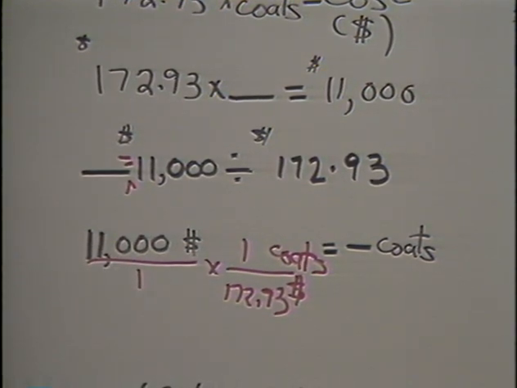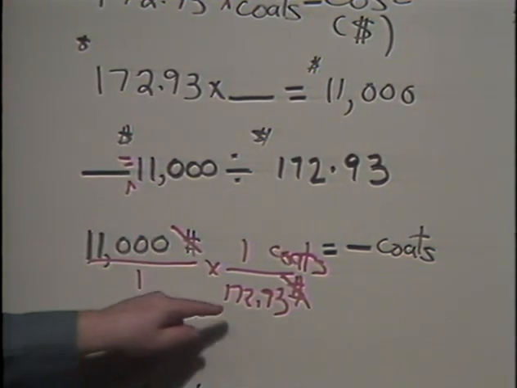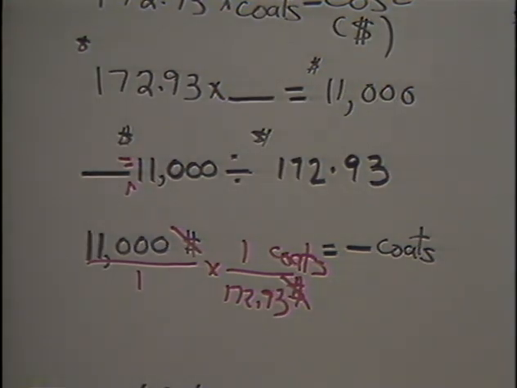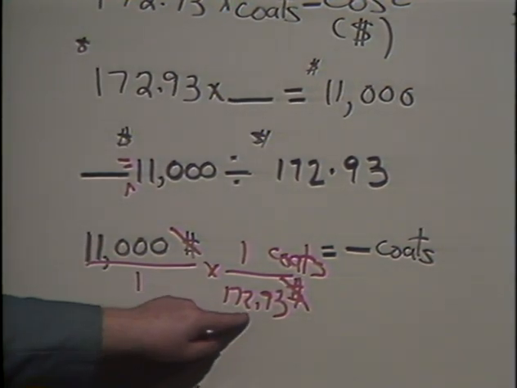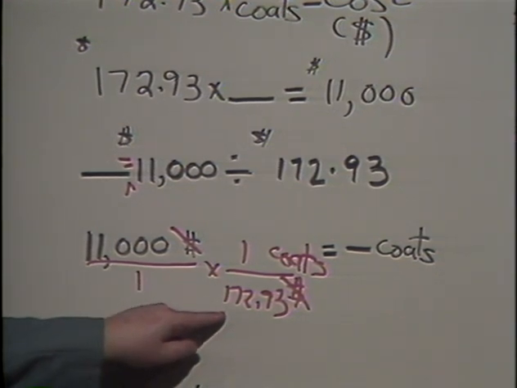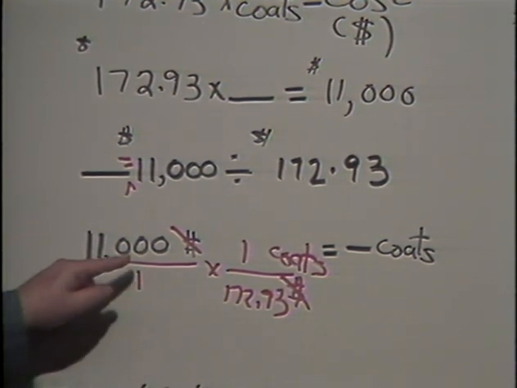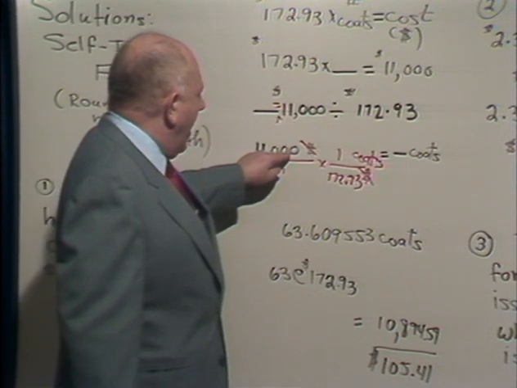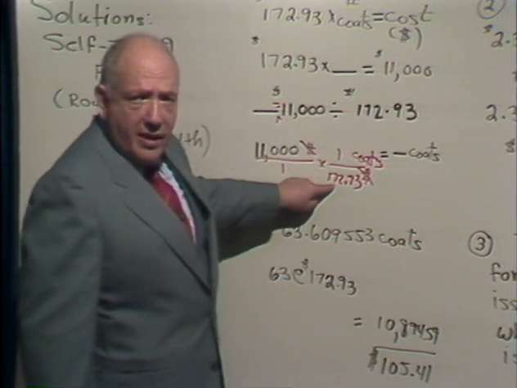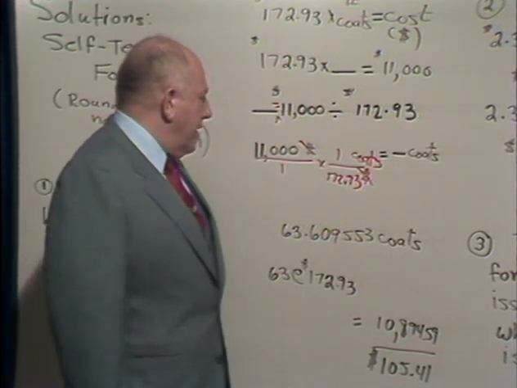Now you see what happens? My dimensions tell me that the label is coats, which is what I want. My numerator is 11,000. My denominator is 172.93. Therefore, because it's in the denominator, I know that the answer to this problem is 11,000 divided by 172.93. That's where I go to work either with my calculator or longhand. With my calculator, I enter 11,000. I press the division sign because this is in the denominator. I enter 172.93, press the equal sign.